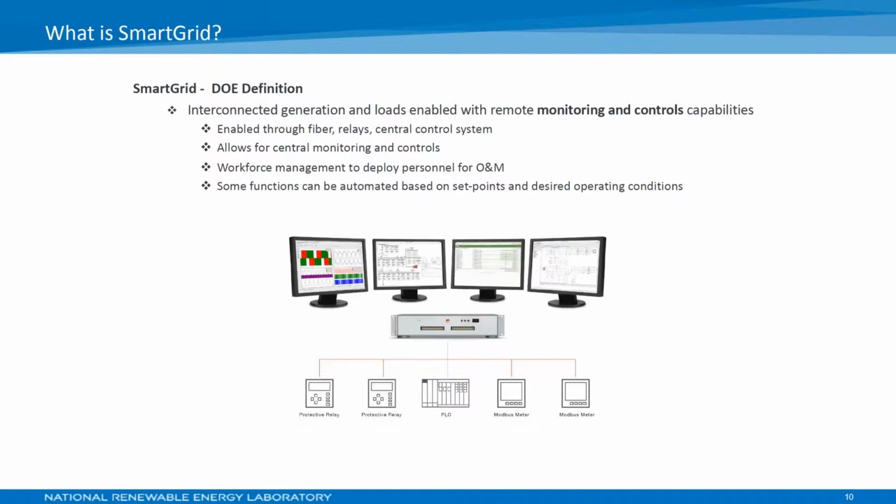It's fiber optic and wireless communications to send signals to control your generation and loads out in the field. And then it's this central server that's sort of the brain behind everything that's actually operating your intelligent grid or your smart grid. So next slide, please.